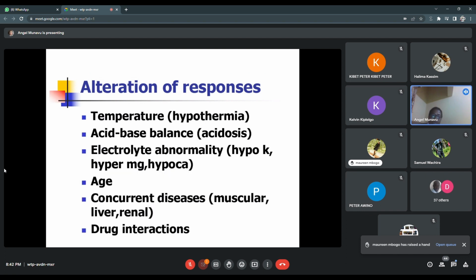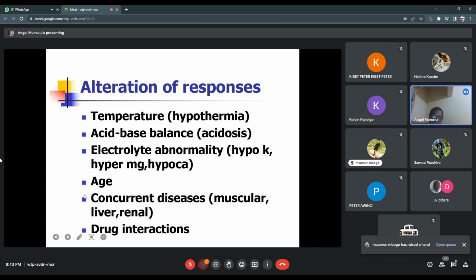Then there are some factors that may alter the response to these drugs, like temperature. If the patient is hypothermic, the response to these drugs may be altered. Or patients who have acidosis, or electrolyte abnormalities like hypokalemia, hypermagnesemia or hypocalcemia. Age again may also make you reduce the dose. These are factors that may make you reduce or increase the dose of the drug.